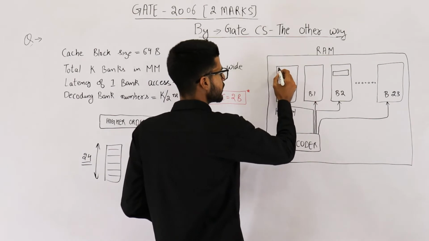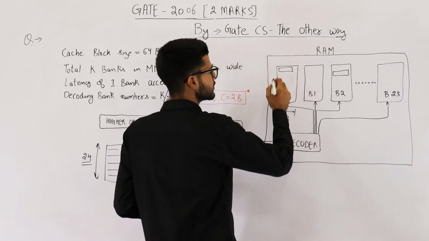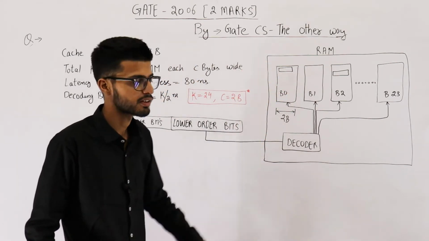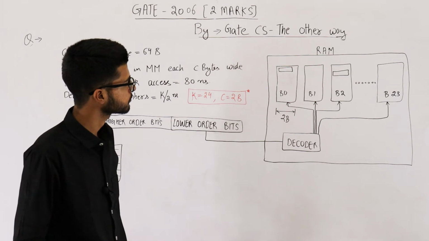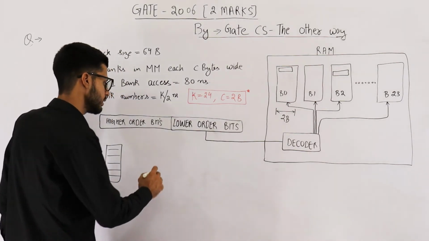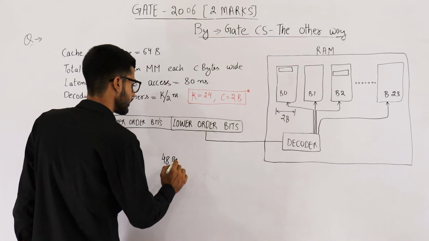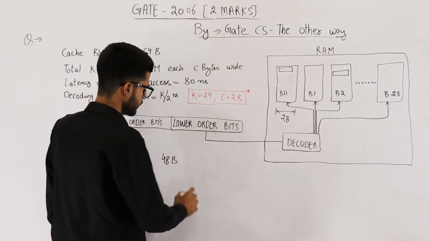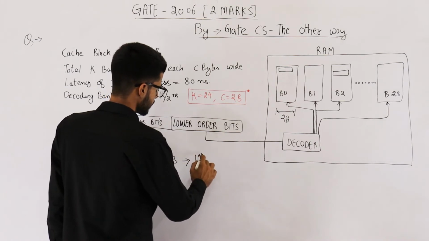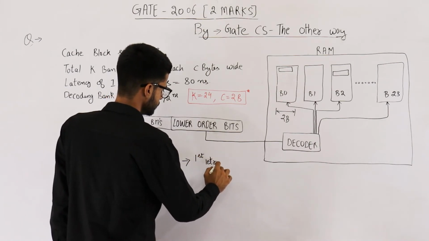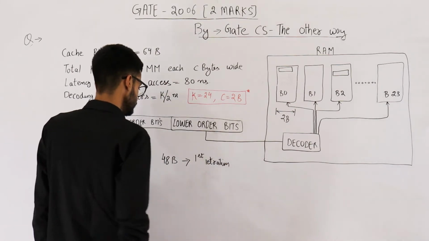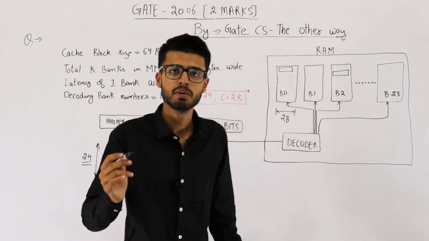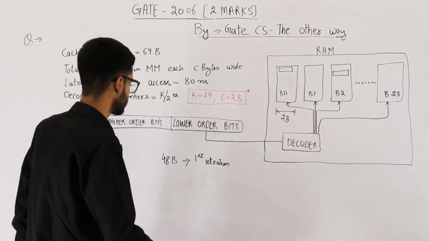Okay. So the first address will be present in the first chip. The first 2 bytes will be the 0th location of the first chip. So you can just see in one iteration you get 48 bytes of data. That is the number of banks into the width of one bank. 48 bytes in the first iteration. Now you actually want 64 bytes. That means 16 bytes will be fetched in the second iteration.